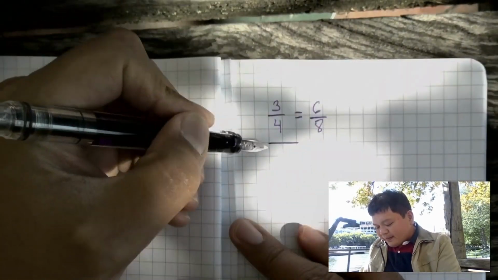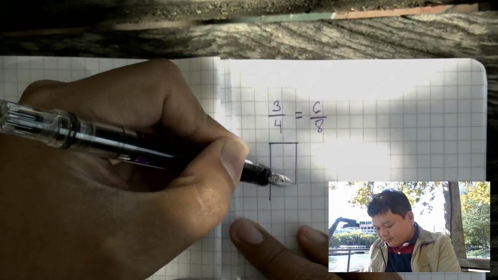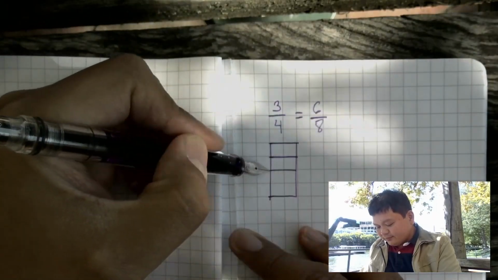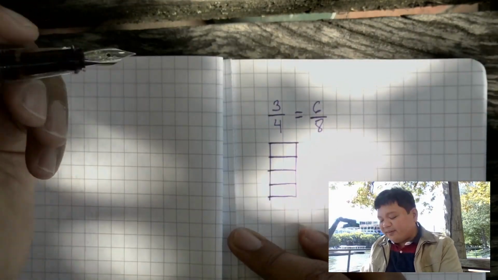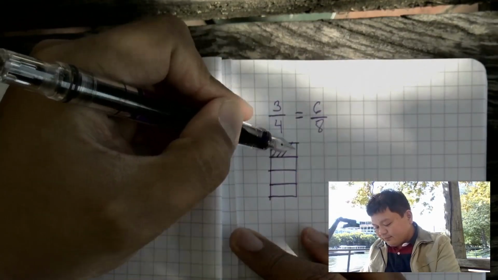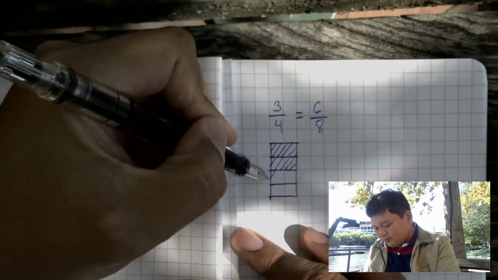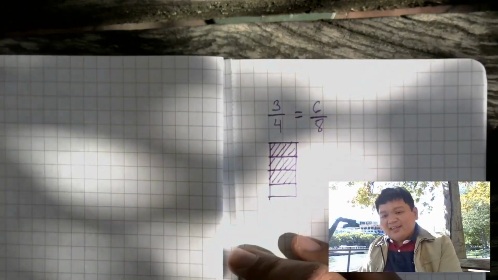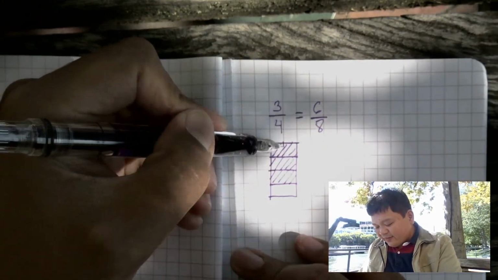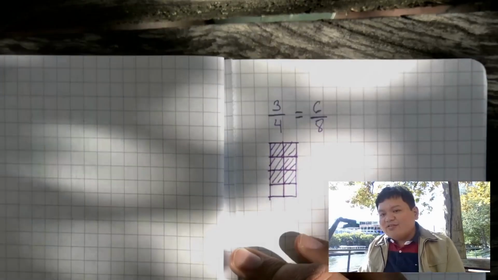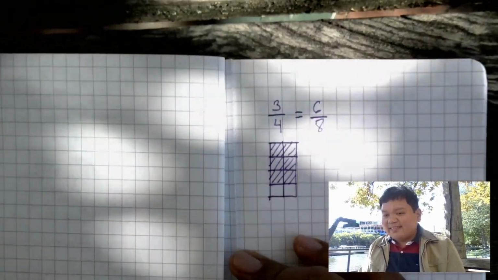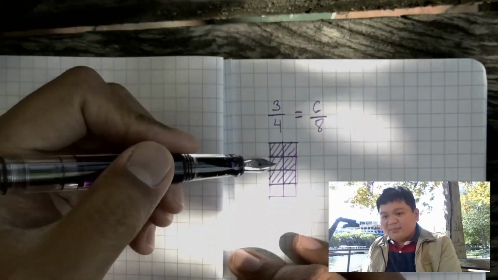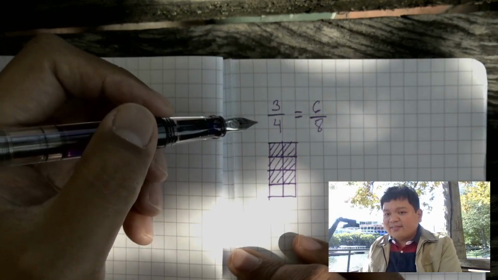So if I drew a rectangle, it's like this, divided it into 4, and shaded 3 of them, this would stand for 3/4. However, all I need to do is to draw a line across it like this, and it gets transformed into a model for 6/8, because now there are 8 pieces total, and 6 of them are shaded. So this shows that 3/4 is equal to 6/8.